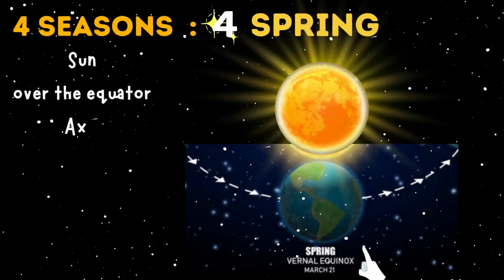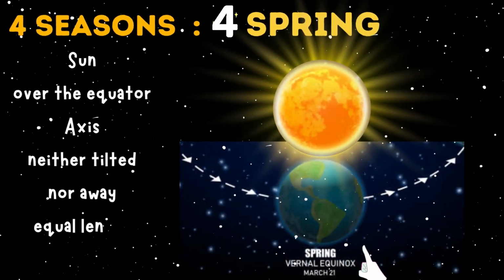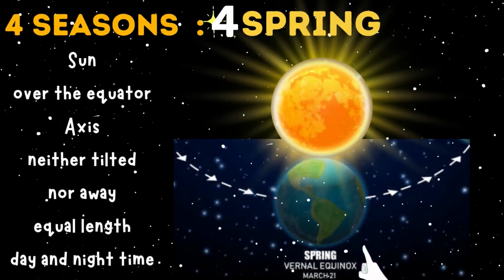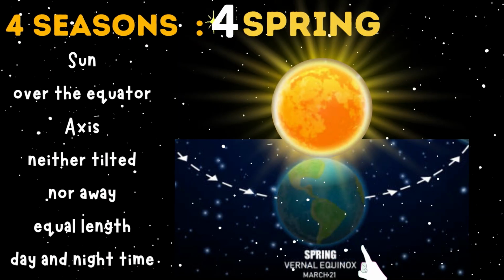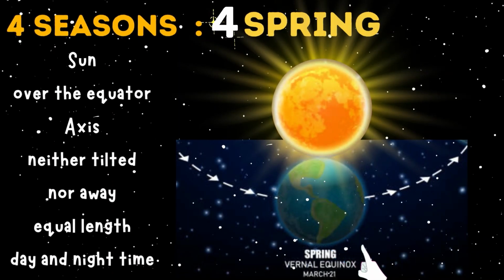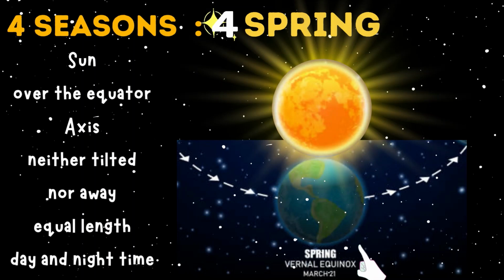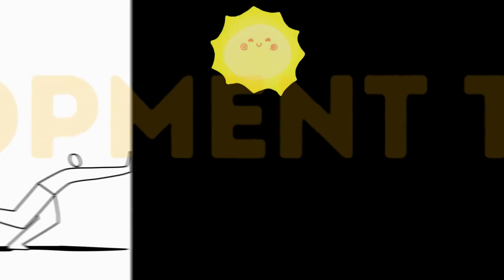The last or the fourth one is spring, where it begins on March 21 in the northern hemisphere. During this time, the sun is over the equator and the Earth's axis is neither tilted toward nor away from the sun. On March 21, the length of the day and night is equal. This is called spring equinox or spring vernal equinox.